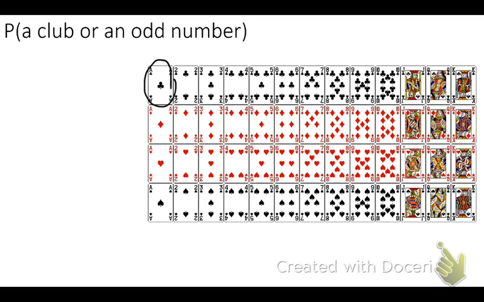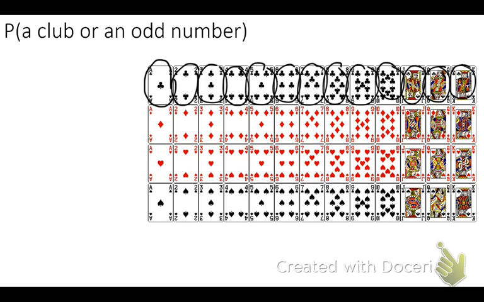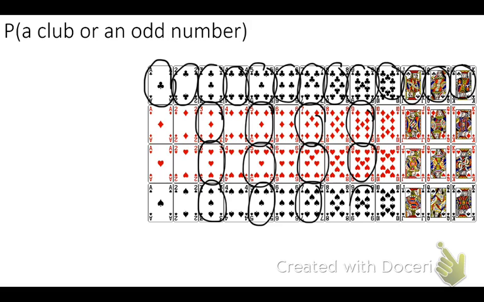The probability of getting a club would be 1, 2, 3, 4, 5, 6, 7, 8, 9, 10, 11, 12, 13. Okay, so there are 13 cards that are clubs. And then let's see how many odd numbers we have not circled yet. So 13 total. Now we go 14, 15, 16, 17, 18, 19, 20, 21, 22, 23, 24, 25. So there are 25 cards that are odd numbers or clubs.